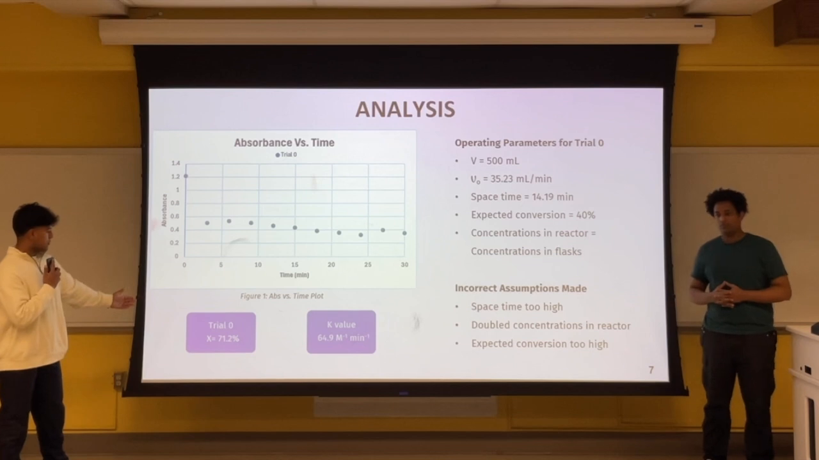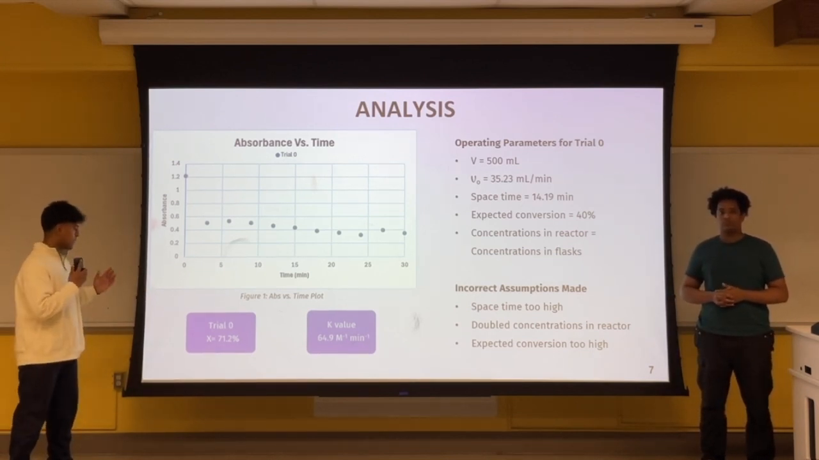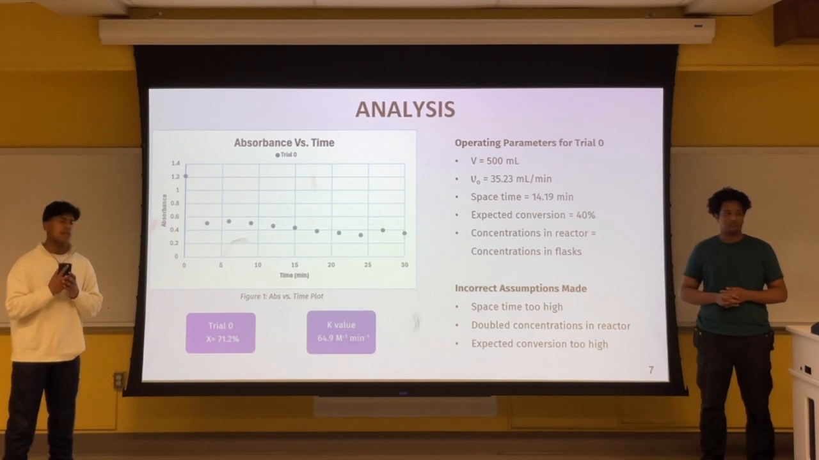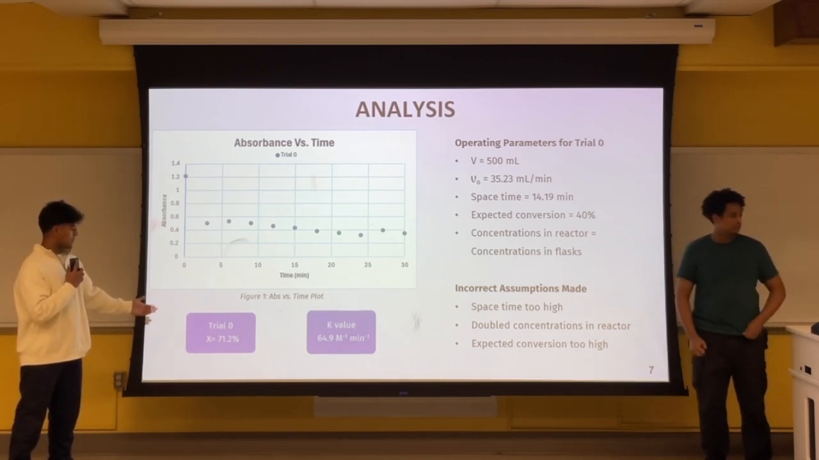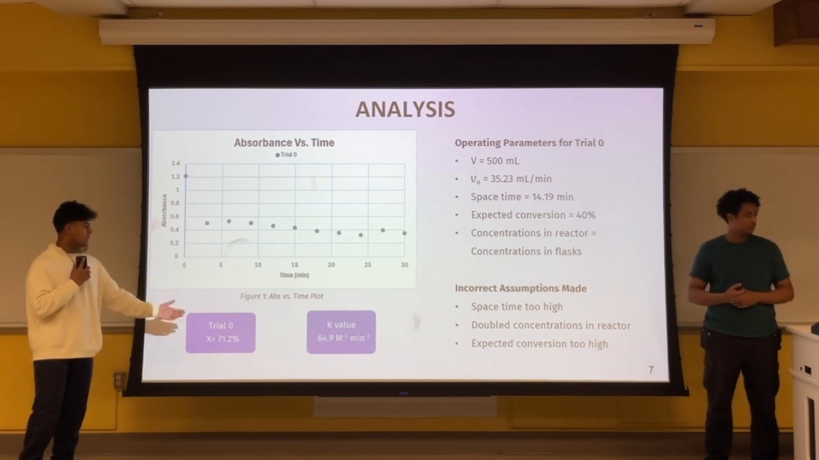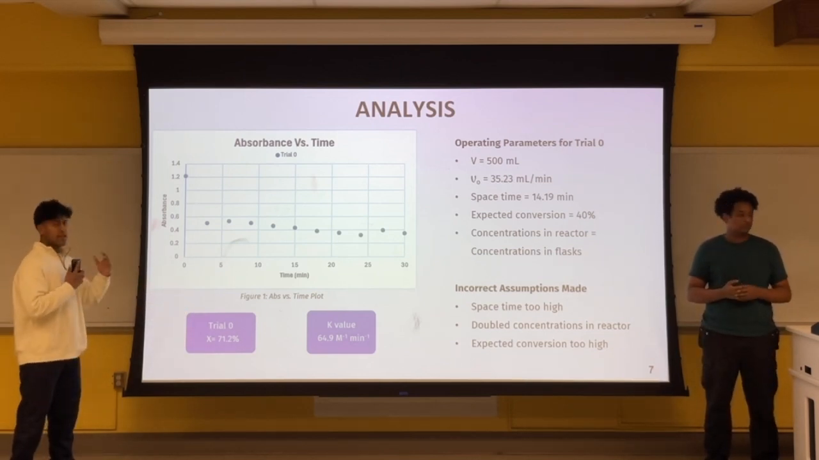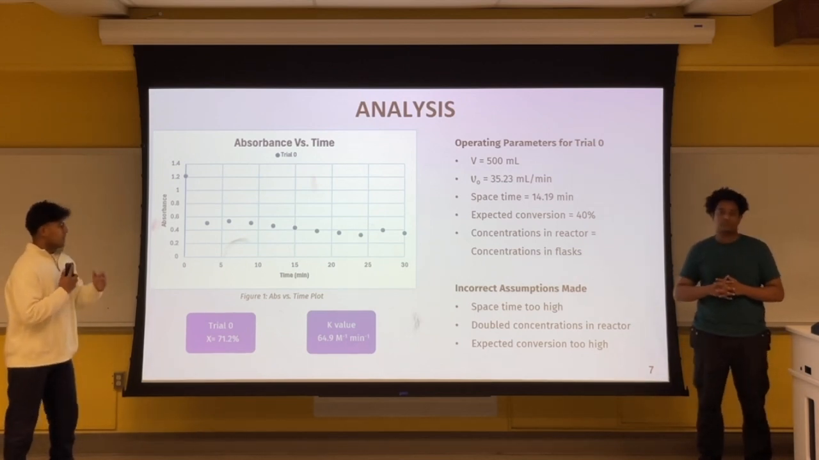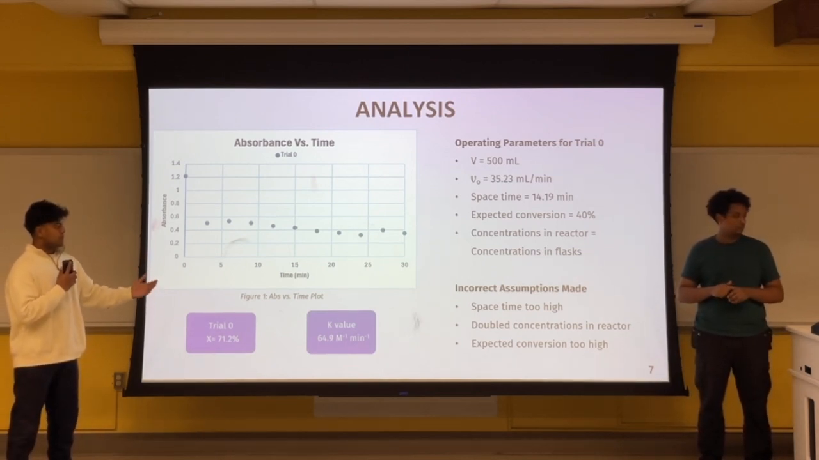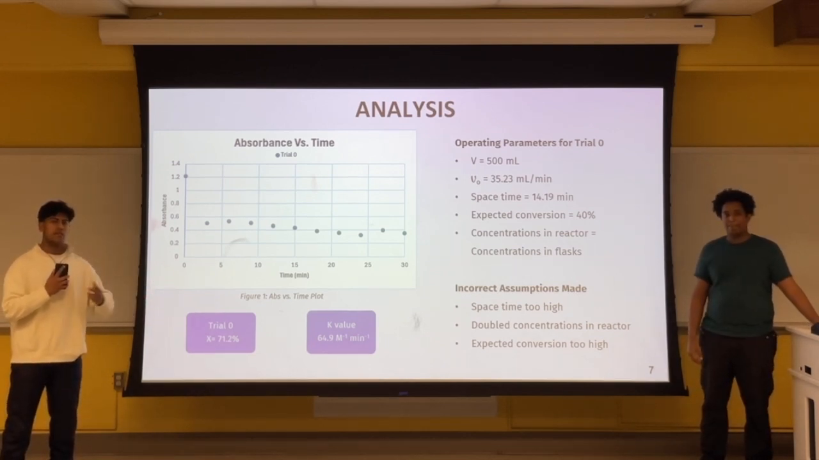But as you can see, for trial 0, we achieved a conversion of 71.2%. This is way out of range of the 30 to 50%. That's why it was deemed unsuccessful. And using the conversion of 71.2%, we found a K value of 64.9, 1 over molar minute. This is, again, very high and not the 34.9 used from lab 1. So we made some incorrect assumptions. Our space-time was too high. We doubled the concentrations in the reactor, which led to a higher conversion.